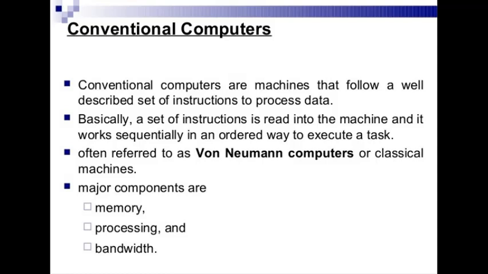What is conventional computing? Conventional computers are machines that follow a well-described set of instructions to process data. Major components for conventional computers are memory, processing and bandwidth.